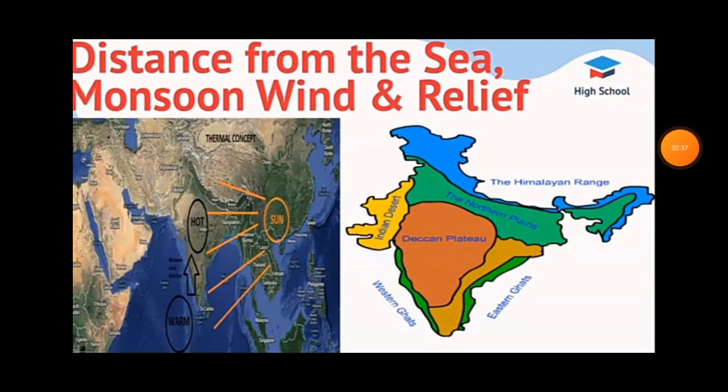Distance from the sea. A large area of India, especially the peninsular region, is not very far from the sea, and this entire area has a clear maritime influence on climate. Yes or no? What is peninsular India? South part of India is called peninsular India. In our south side, we have seas and ocean: Indian Ocean, Bay of Bengal and Arabian Sea.